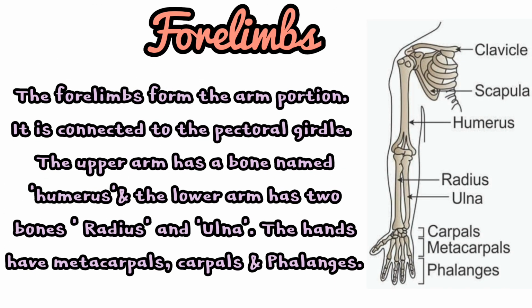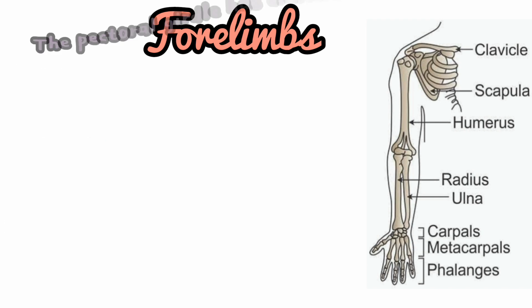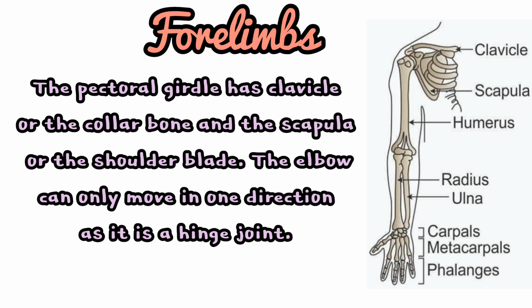Forelimbs. The forelimbs form the arm portion. It is connected to the pectoral girdle. The upper arm has a bone named humerus and the lower arm has 2 bones named radius and ulna. The hands have metacarpals, carpals and phalanges. The pectoral girdle has clavicle or the collarbone and the scapula or the shoulder blade. The elbow can only move in one direction as it is a hinge joint.